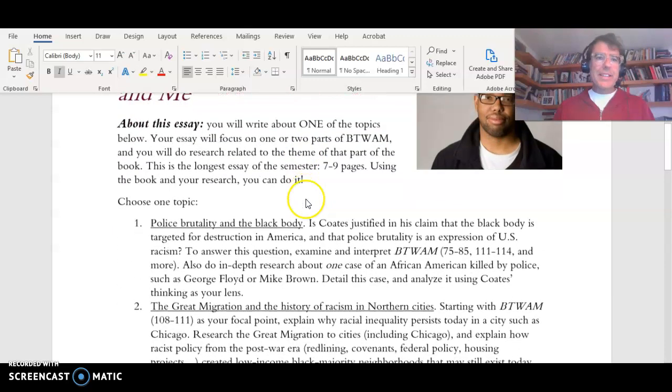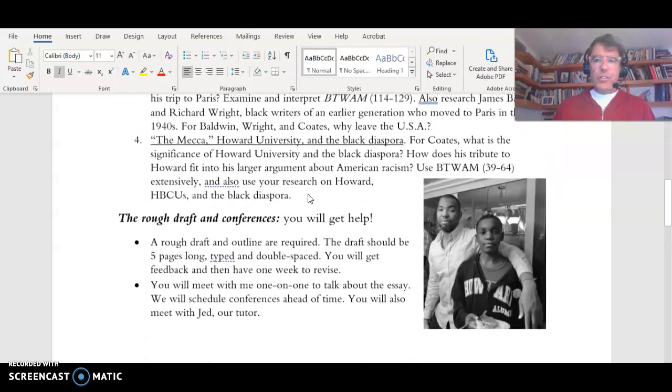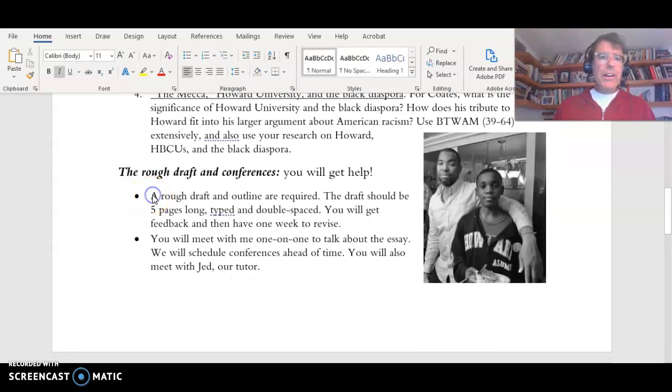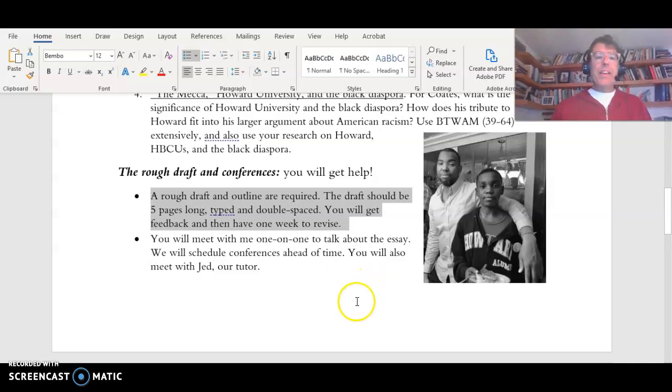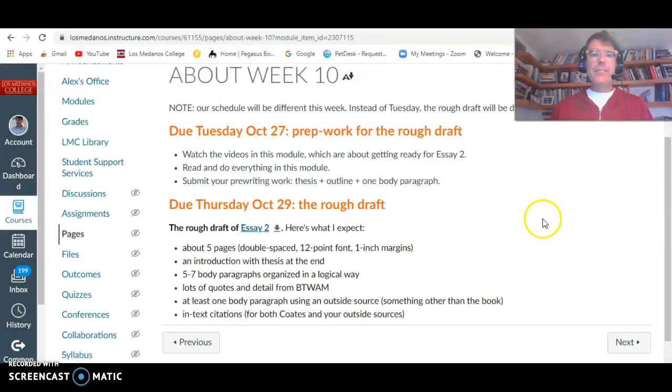All right, so here's the essay assignment. The only thing about the rough draft is right here. A rough draft and outline are required. The draft should be about 5 pages long, typed and double-spaced. You will get feedback and then have 1 week to revise. Now let's go to Canvas.